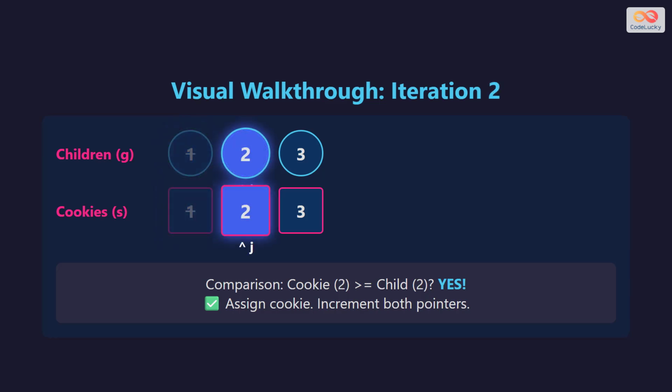Continuing the process, we look at the next child and the next available cookie. If the cookie is large enough, we make the assignment. If a cookie is too small for the current child, we would discard that cookie and check the next larger one, because that small cookie won't satisfy any subsequent, greedier children either.